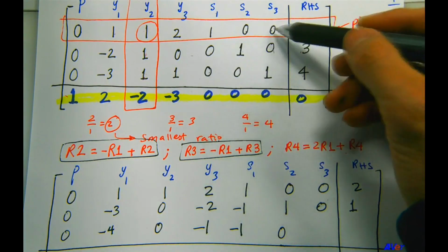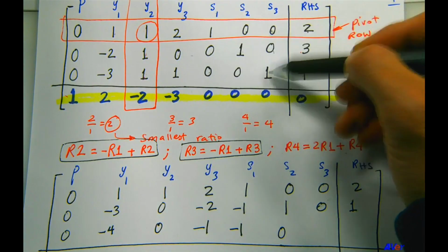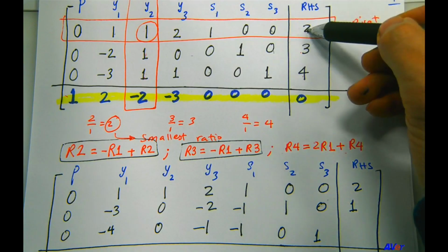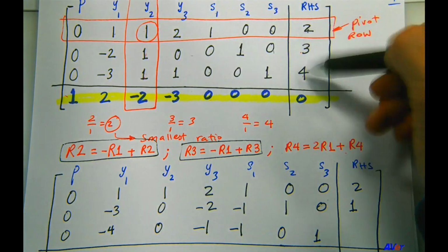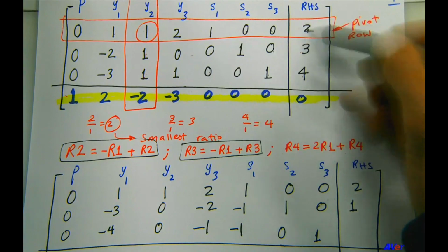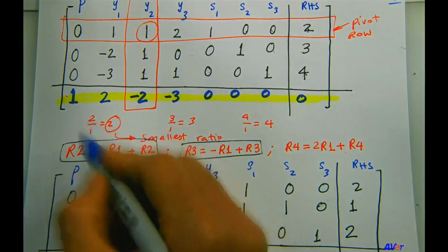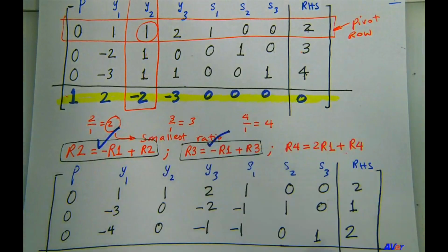-1 times 0 is 0. Plus 1, 1. -1 times 2 is -2. Plus +4, it's +2. Okay, so we're done with this row operation and this row operation.